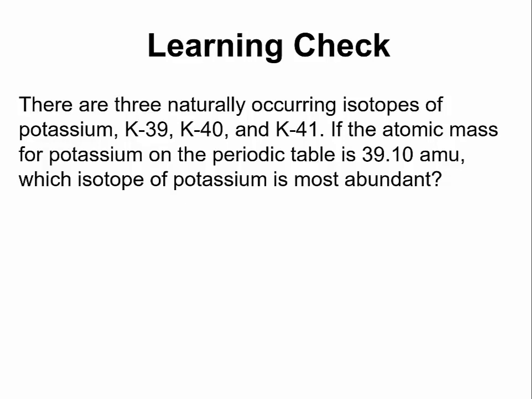There are three naturally occurring isotopes of potassium: potassium 39, potassium 40, and potassium 41. If the atomic mass for potassium on the periodic table is given as 39.10 atomic mass units, which isotope of potassium is most abundant? For this type of question, you actually do not need to do any calculation. Let me explain why. Let us take a look at the question we just completed.